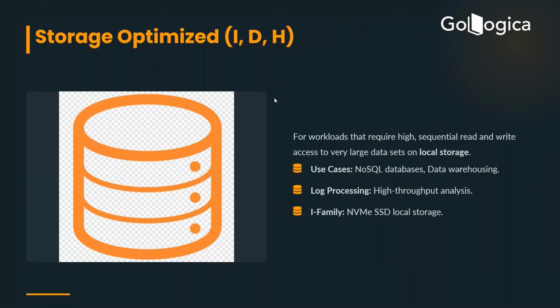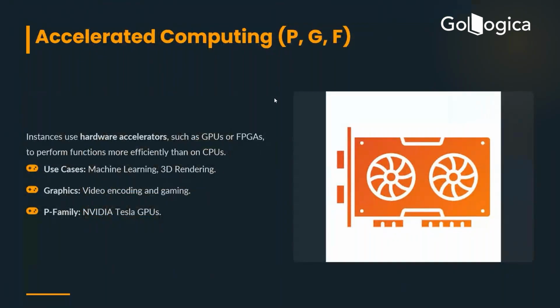Then you have accelerated computing, with the P, G and F families. When you have a requirement for hardware acceleration using GPUs or FPGAs, these perform functions more efficiently than your normal CPUs. Use cases are machine learning, 3D rendering, graphics, video encoding, and gaming. Definitely wherever you have a requirement for GPUs.